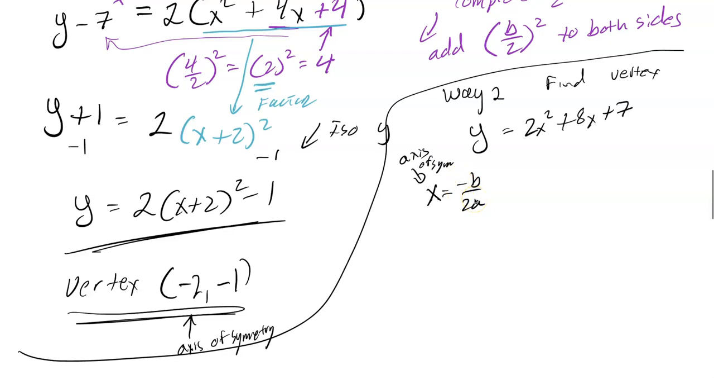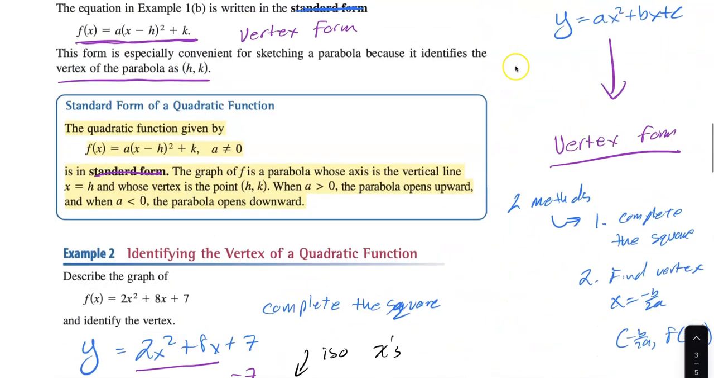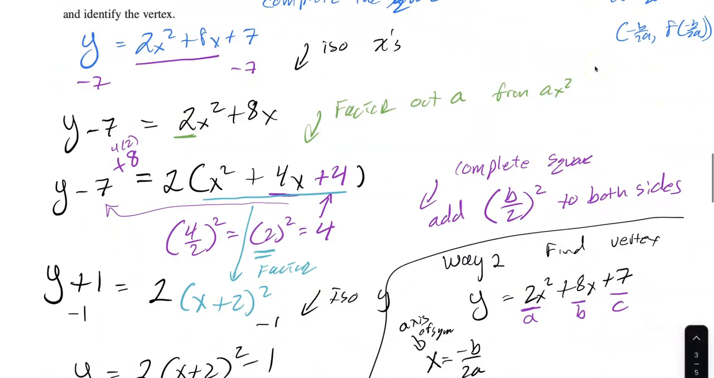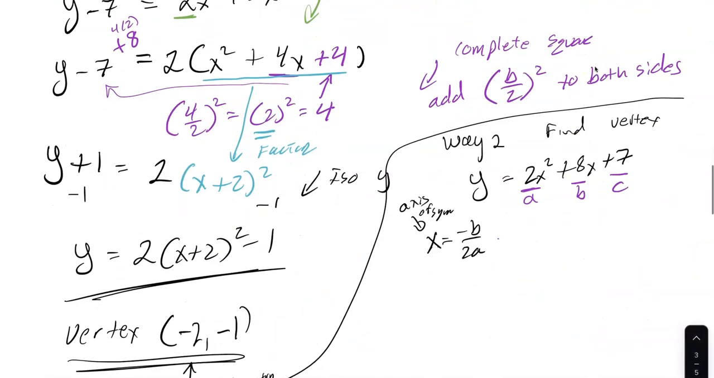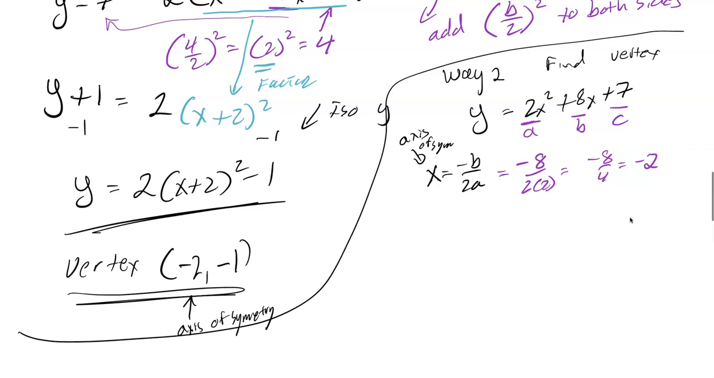So what's a, b, and c? Well, a is the number from the x squared, b is the number from the x, and c is a constant. Just like in our standard form, right? A, b, c, the actual standard form. So if I substitute in, I'm going to get negative 8 over 2 times 2. So negative 8 over 4, which gets me negative 2. Look familiar? Okay, so we have the x in our vertex, right? In our vertex, I have the x, negative 2.